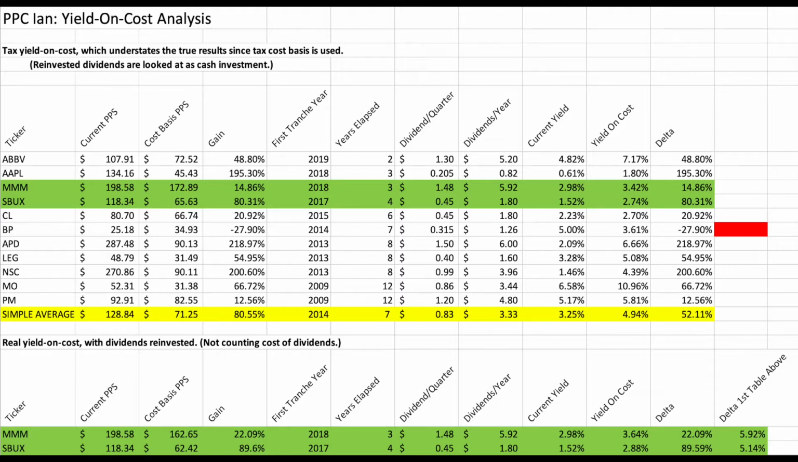And so this is actually one of the benefits of averaging down. Even though I started out overpaying, well, now I'm up 15% almost. And so that's really cool. And you can see that from a delta standpoint, I'm 15% higher my yield on cost versus the current yield.